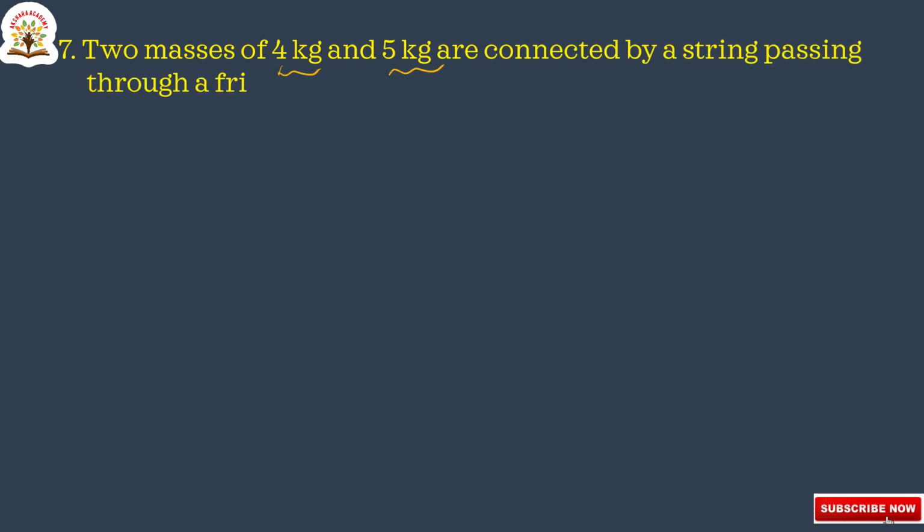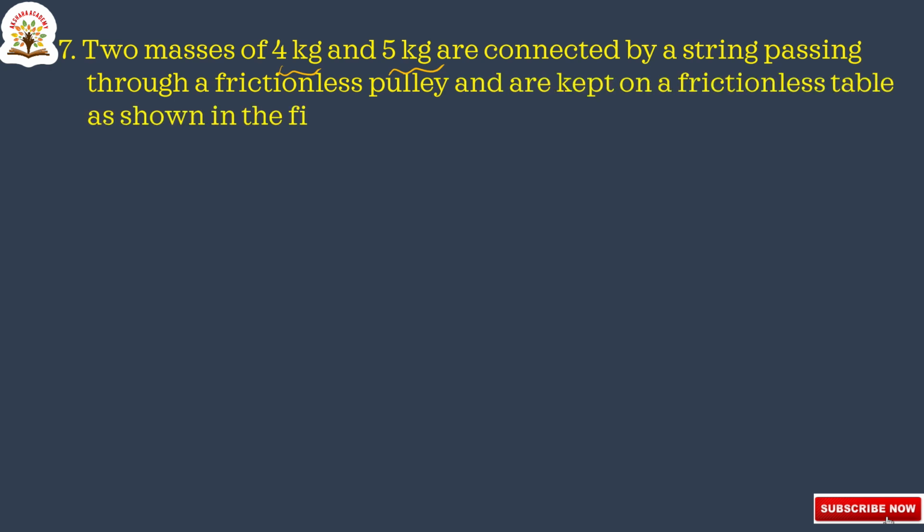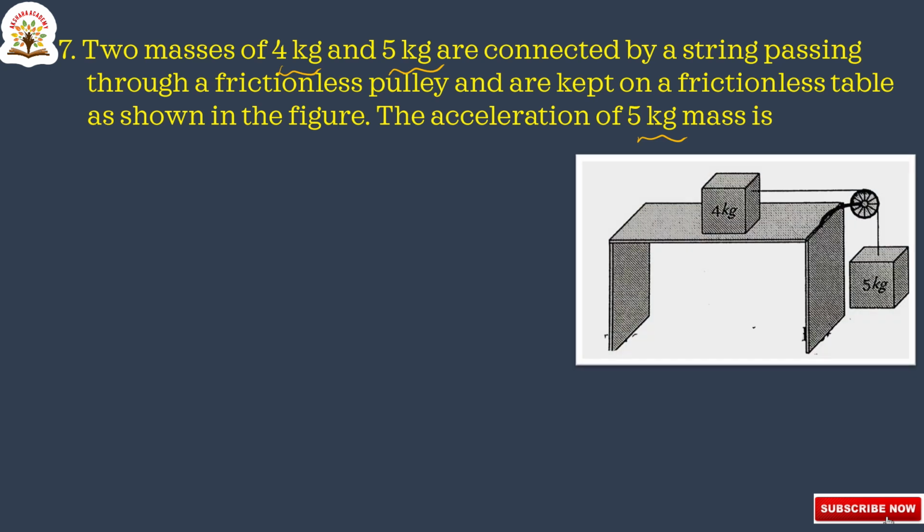Okay, next we will go to the next question. Two masses of 4 kilogram and 5 kilogram are connected by a string passing through a frictionless pulley and are kept on a frictionless table as shown in the figure. The acceleration of the 5 kilogram mass is, see this figure. Here we are taking two masses, one is 4 kilogram and another is 5 kilogram, connected by a string passing through a frictionless pulley, kept on a frictionless table as shown in the figure. Now we have to calculate the acceleration of the 5 kilogram mass.